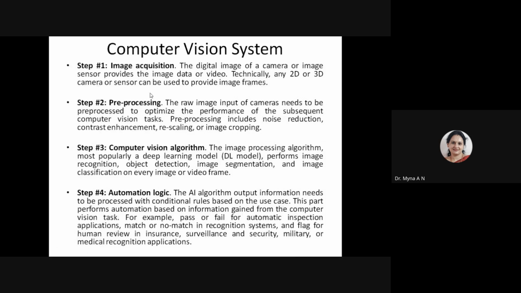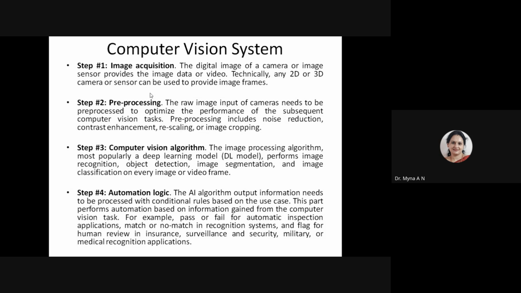Step 3, we use the computer vision algorithm, where the analysis is done. The image processing algorithm, most popularly a deep learning model, performs image recognition, object detection, image segmentation, and image classification on every image or video frame.